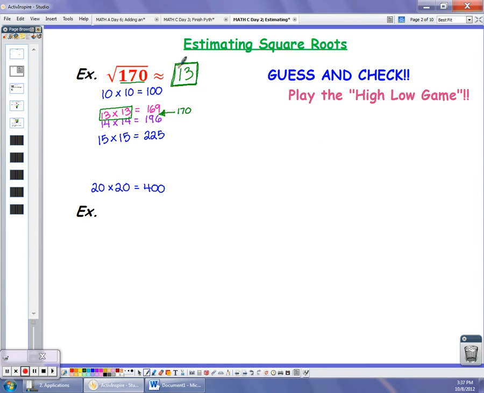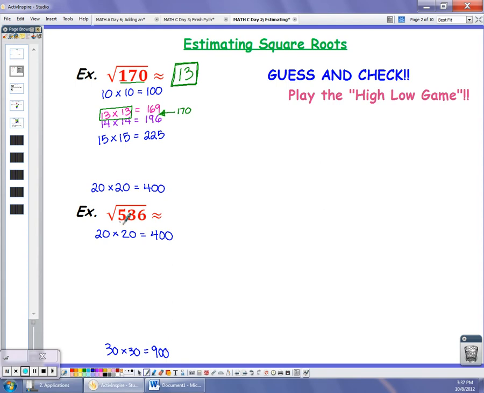Let's go ahead and try one more. Here we have the square root of 536. We already know from the previous problem that 20 times 20 is 400. So it has to be greater than 20. 30 times 30 is equal to 900. So it has to be between 20 and 30.